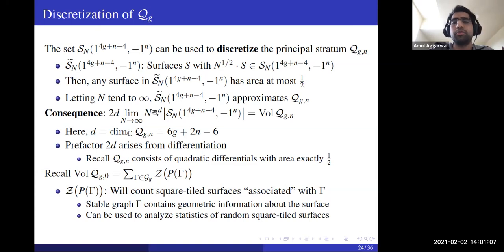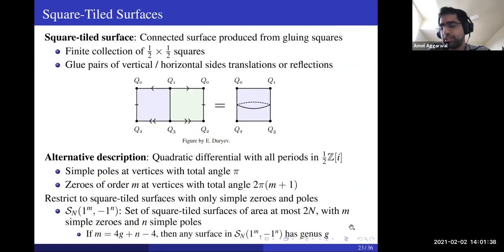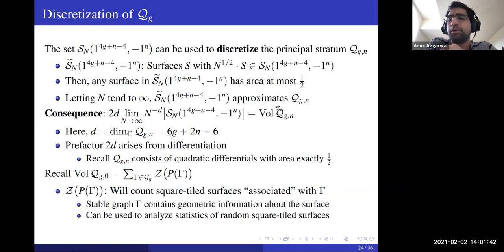I'll let S tilde of n denote the set of surfaces S such that root n times S is in this S_n. I take S_n and scale it down by 1 over root n. So it's a square tiled surface with the same sort of data, except every square now has side length 1 over 2 root n instead of 1 over 2. My area originally was at most 2n, so after the scaling, any surface in this S tilde has area at most a half. If I let n tend to infinity, I can view this scaled down version of the set of square tiled surfaces as a discrete approximation for QG of n.